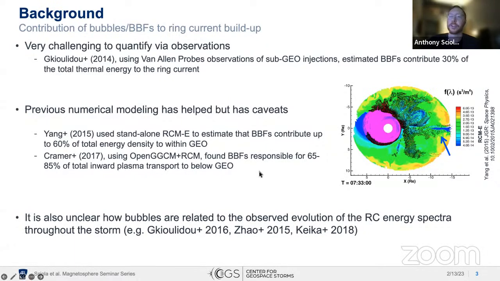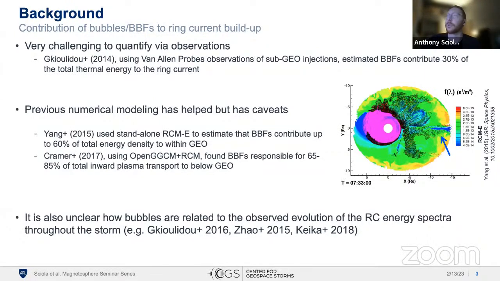Now, of course, it's much easier to quantify things with a numerical model, but they come with their own caveats as well. Yang 2015 used standalone RCM-E to estimate that BBFs contribute up to 60% of the total energy density to within geo, but this has the caveat that they have to use parameterized bubbles along their static outer boundary at 15 instead of using a more self-consistent coupling with the global scale and self-consistently produced bubbles.